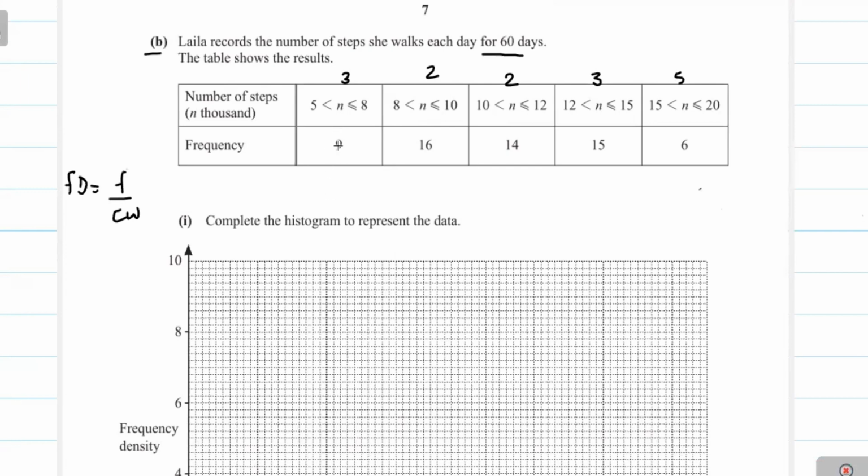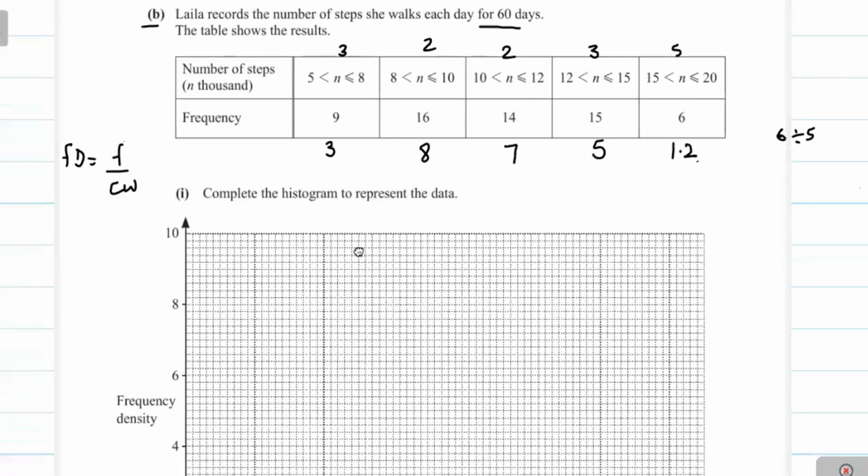Therefore, frequency density is equal to frequency divided by class width. 9 divided by 3 is 3, 16 divided by 2 is 8, 14 divided by 2 is 7, 15 divided by 3 is 5, and 6 divided by 5 is 1.2.